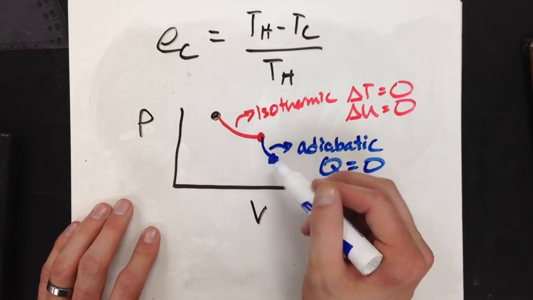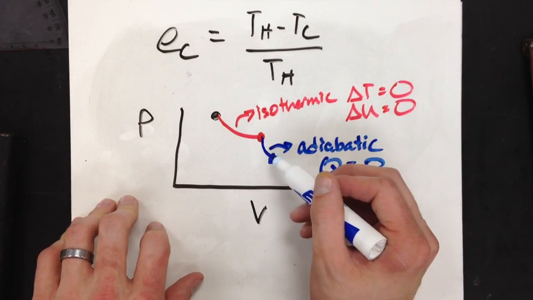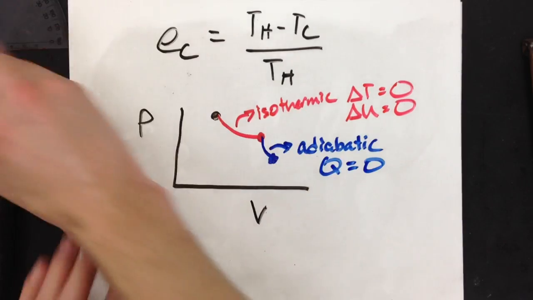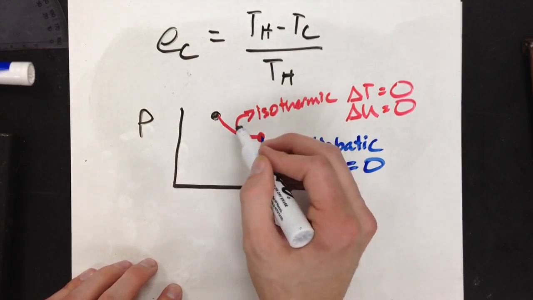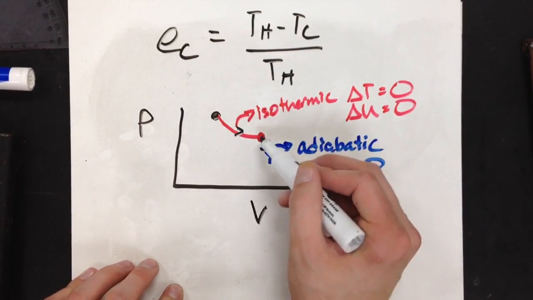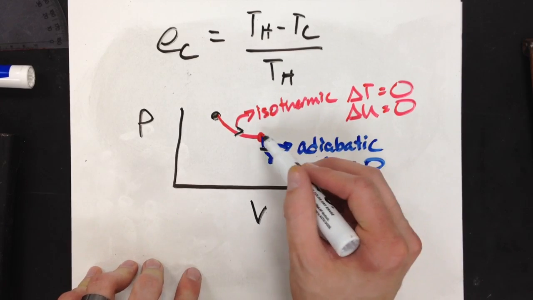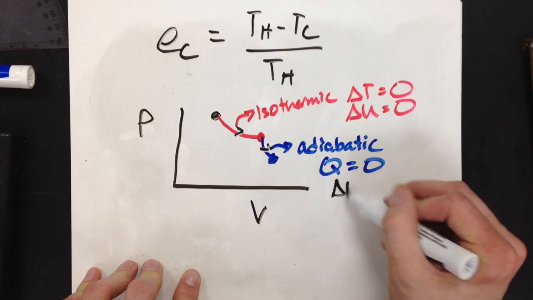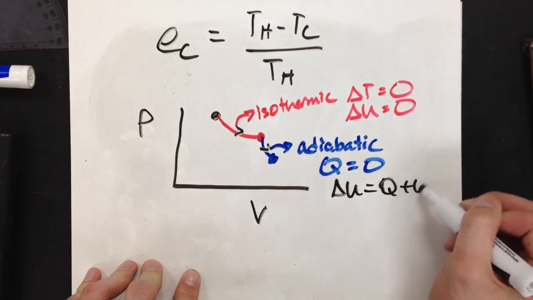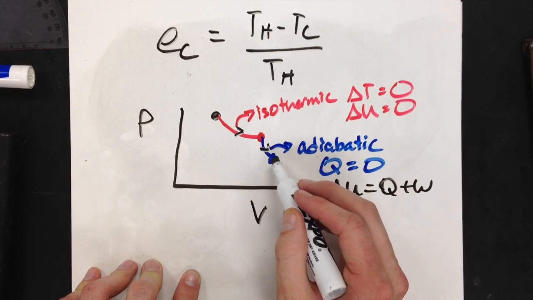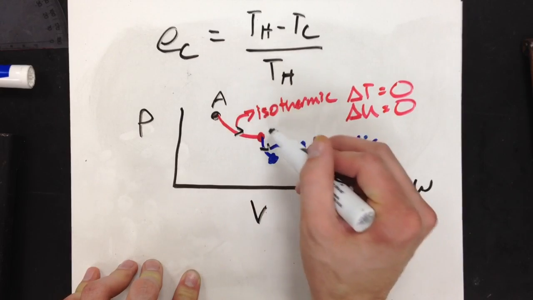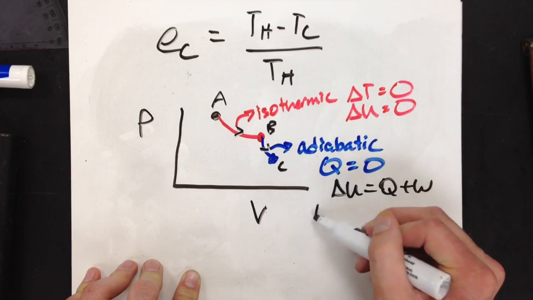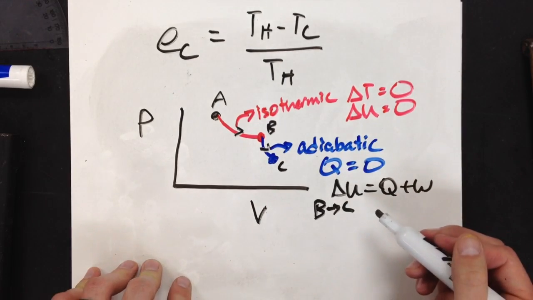So if you look at this second step, my volume here increases, and we're going in this direction. So if my volume increased, that means that the system did work. So if we look back at delta U equals Q plus W, my system did work in this second step. So let's go A, B, C. So we're talking about B to C.